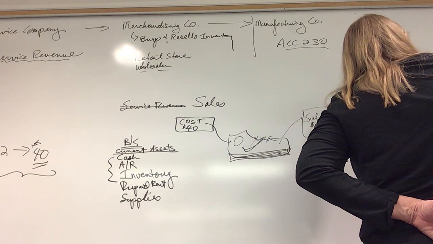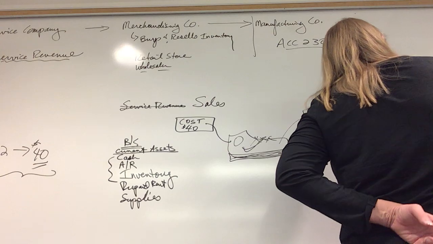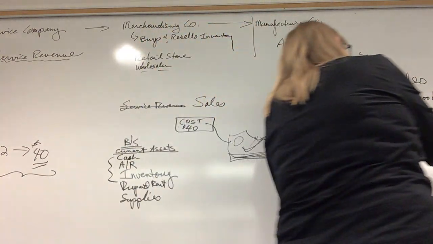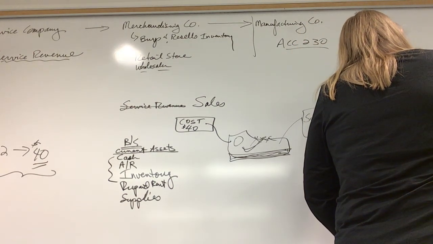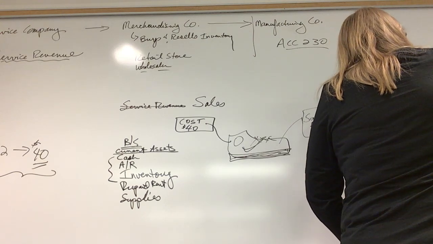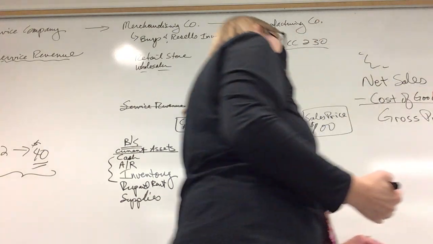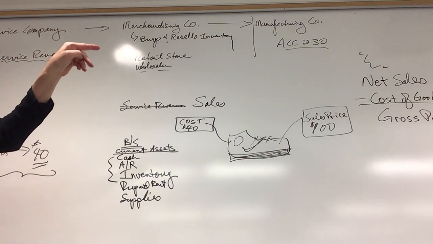This is a new expense that we haven't had before. So here's something new again. Net sales minus cost of goods sold, and we call this number gross profit. So for this company, that would be $100 minus $40, and we'd have $60 in gross profit. This is going to be the top of our income statement. We're going to have some stuff above there, but mostly this is at the top. So instead of having service revenue as one number, we start on our income statement with this calculation.